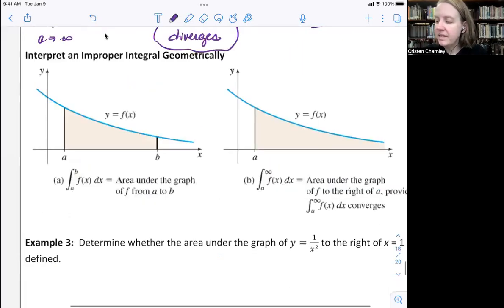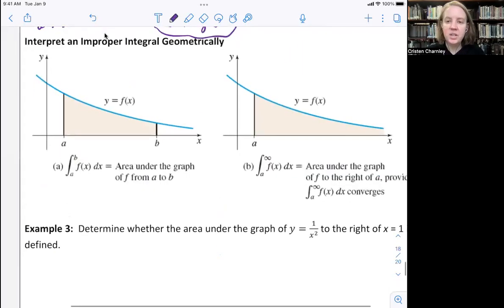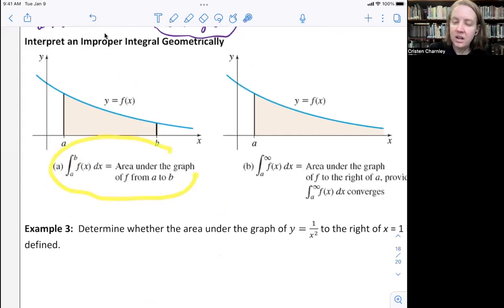All right, let's interpret an improper integral geometrically. So let's see what's going on here. If I have the area under the graph from a to b, this is our regular integral. This is what we've been talking about all along, calculating the area underneath f of x above the x-axis between x equals a and x equals b. It gives us this finite area.